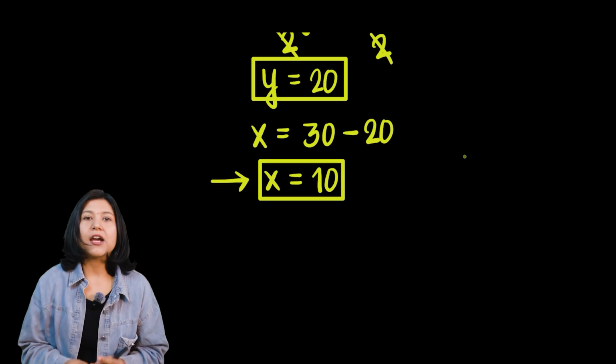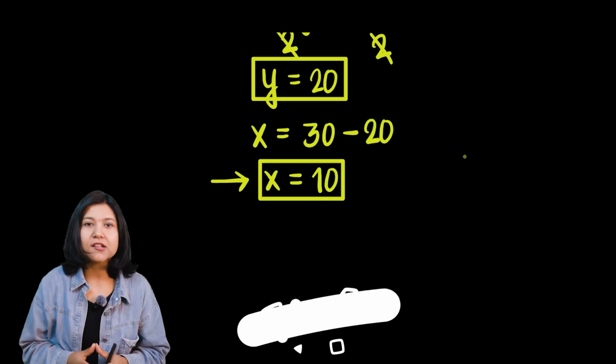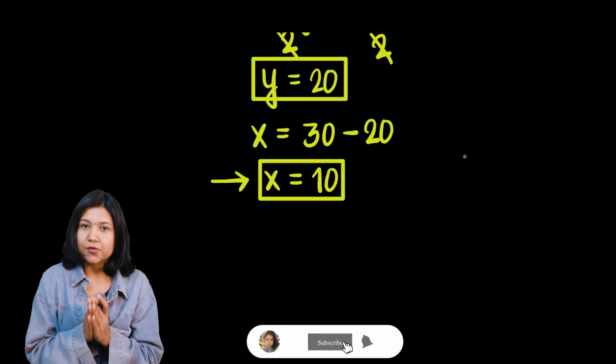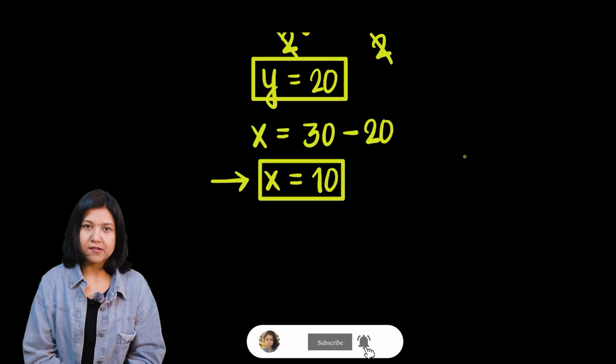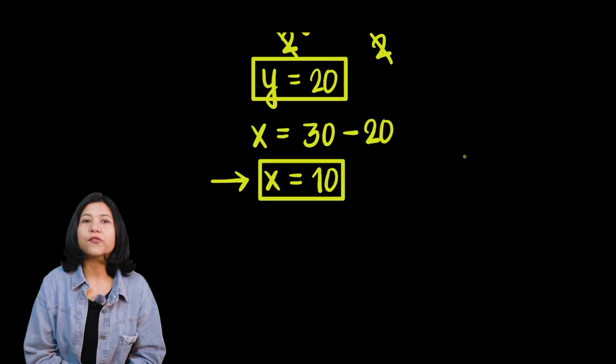So you see, when you have two scenarios, you can actually solve them together and you find the value of two variables. This is the second concept of linear equations. We call it solving simultaneous linear equations.